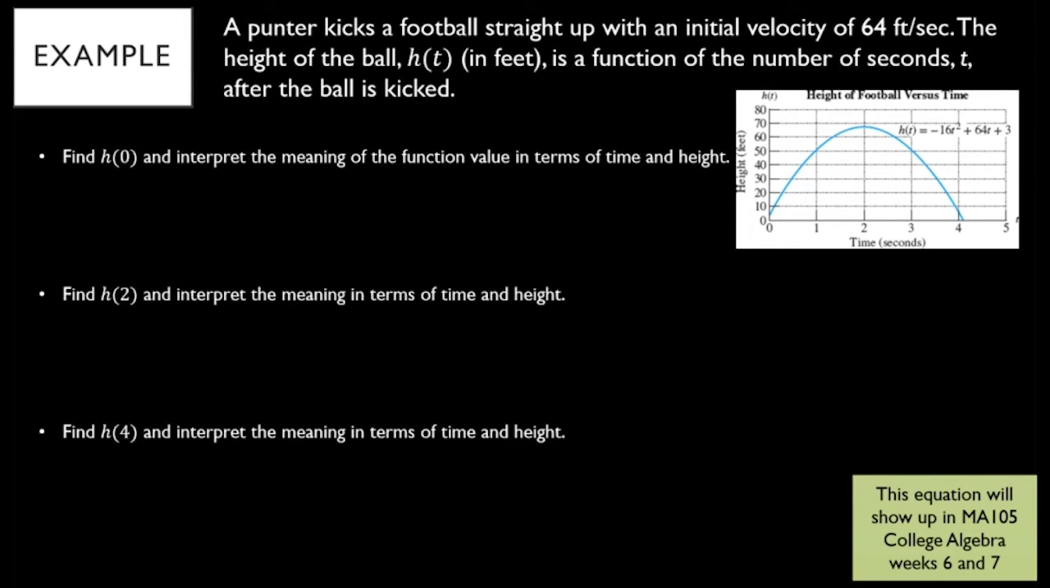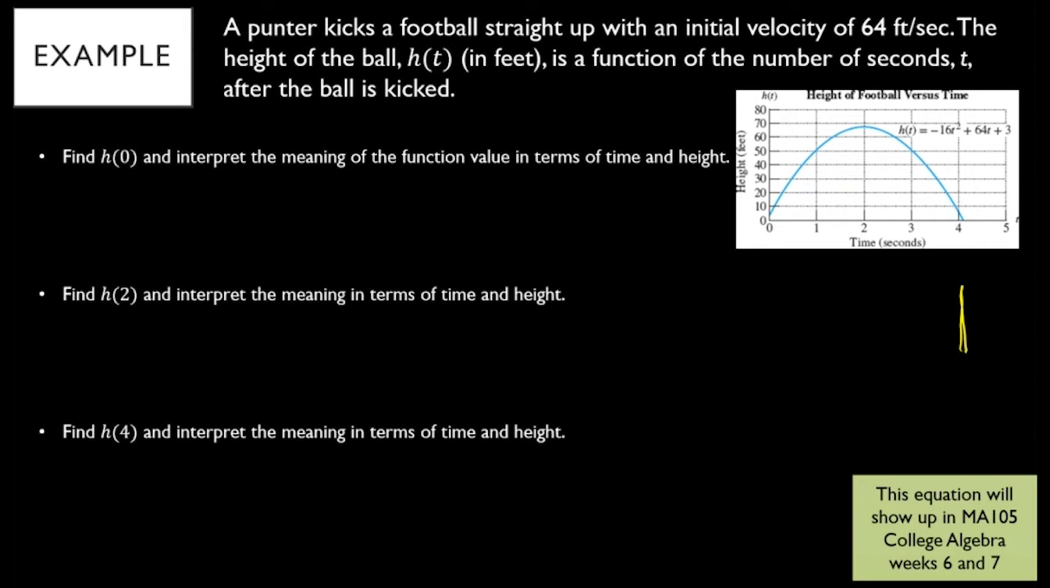So we have this chart. Now the chart is graphing over time. The football is just going straight up. It says a punter kicks a football straight up. So it's basically going up and then coming back down. But when you graph it across time, it makes this nice parabola, and we get this equation. h of t equals negative 16t squared plus 64t plus 3.